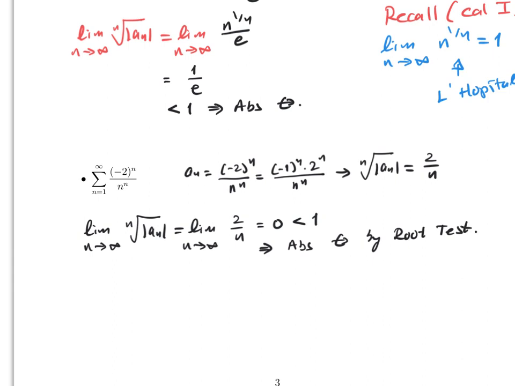And that's it. Now, what if this test gives you an inconclusive result? What do you do? So, for example, let's say that you want to figure out what this series is using the ratio or the root test. So let's do the ratio test first. Okay, so let's say we do the ratio test.